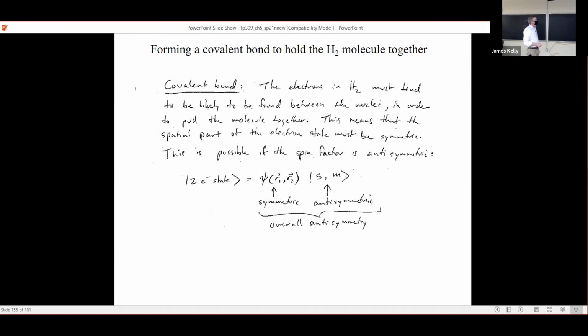And that is possible as long as the spin factor is anti-symmetric in that case. So you can figure out a lot about chemical bonding just by thinking about what has to hold molecules together.